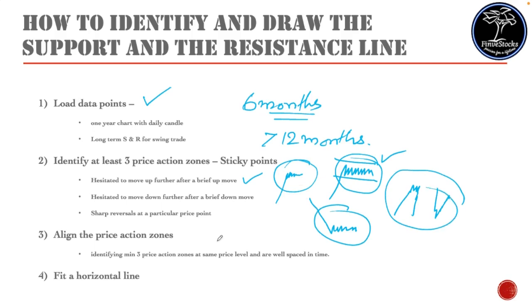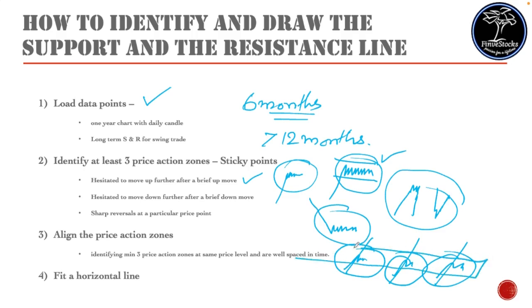So the third point is to align the price action zone. So we need to identify this price action at least 3 points. One thing we need to remember is it should be approximately equally spaced, and the other is it should have the same price zone. If these two conditions are satisfied, it is a perfect mix for identifying the zone. And the final one is to fit a horizontal line.